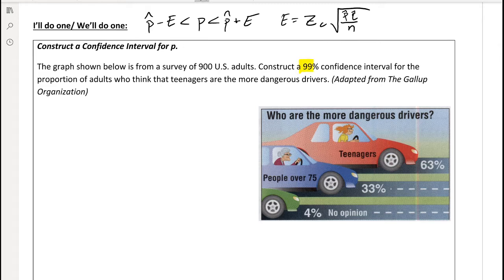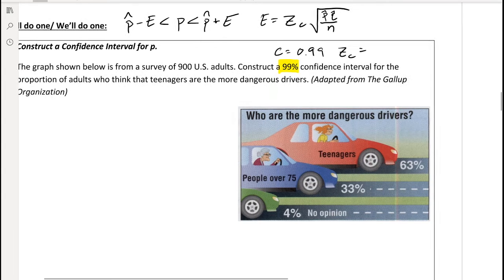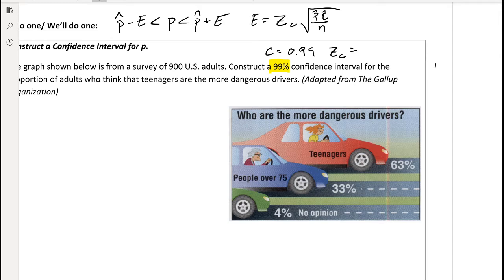So a 99% confidence level is telling me that my confidence level is equal to 0.99, and I'm going to look that up to figure out my z critical. But before I even do that, I need to double check that my n times p hat is greater than or equal to 5, and my n times q hat is also greater than or equal to 5.